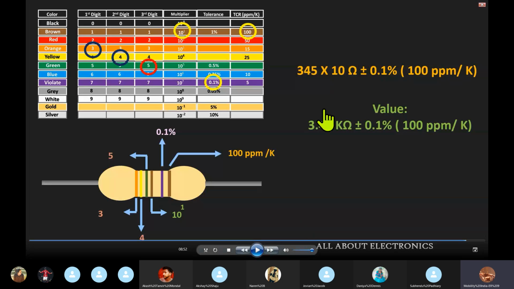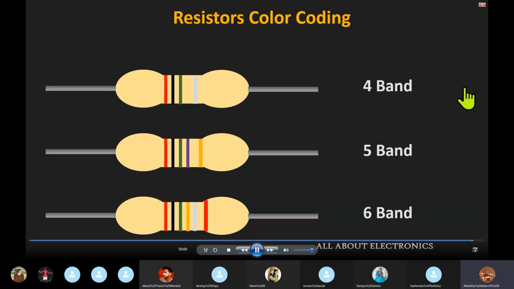See the way the value is represented in a 6 band resistor. In brackets they are giving the value also, if they want to represent it. If you get a problem in the exam, you will have to represent the value in this way. Please note it down. So in this way we can find the value of the resistor in case it has 6 color bands. I hope in this video you understood how to find the value of the resistor from the given color bands.